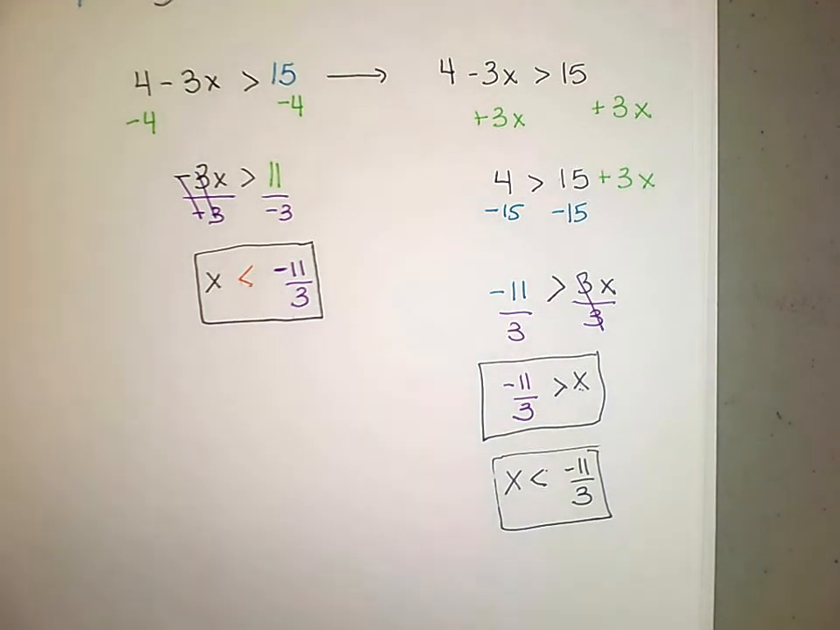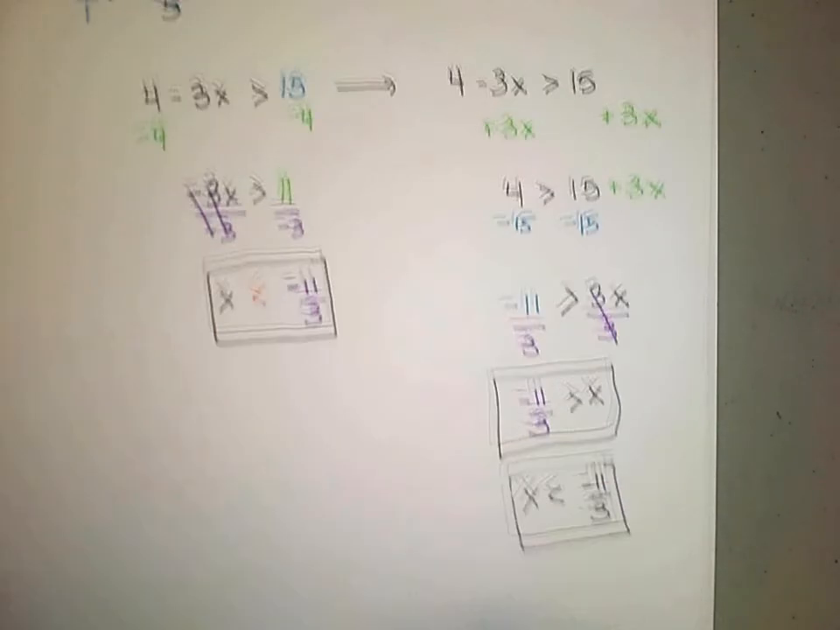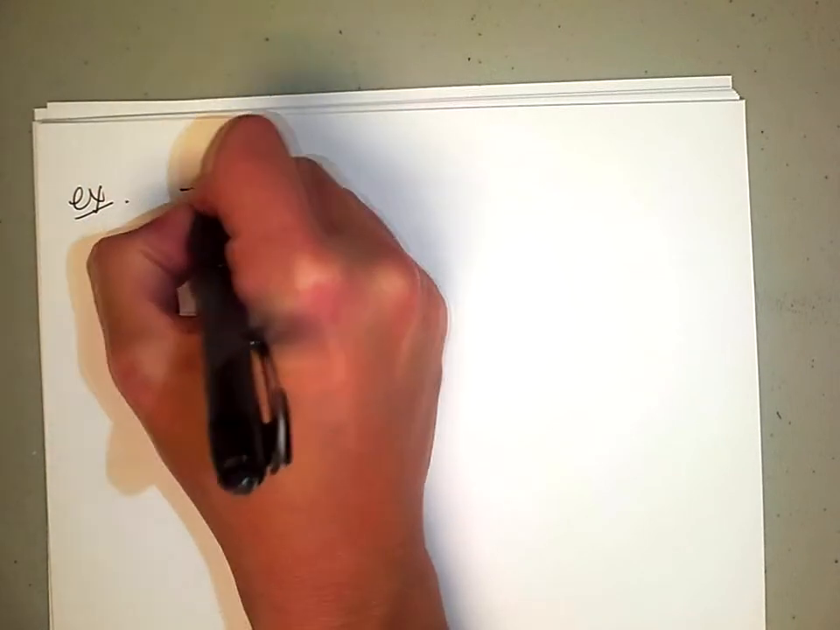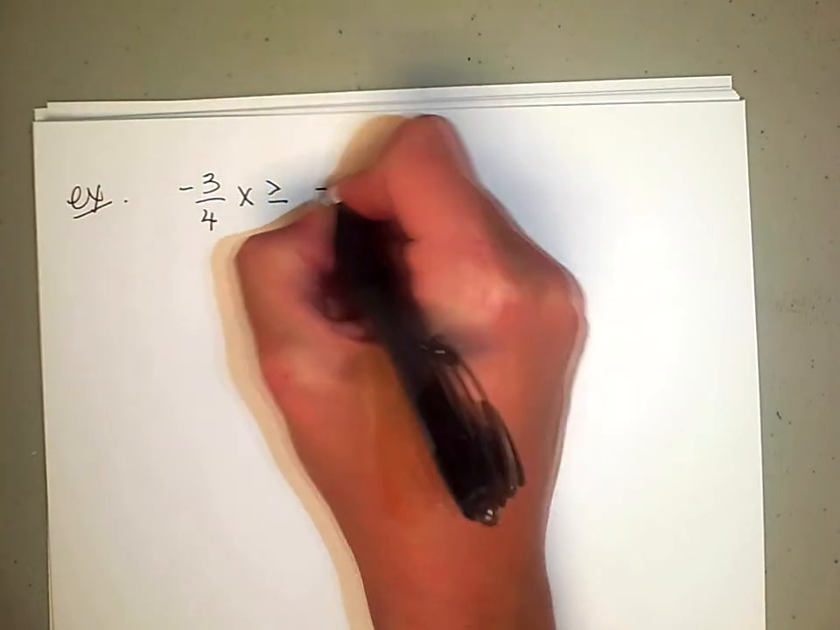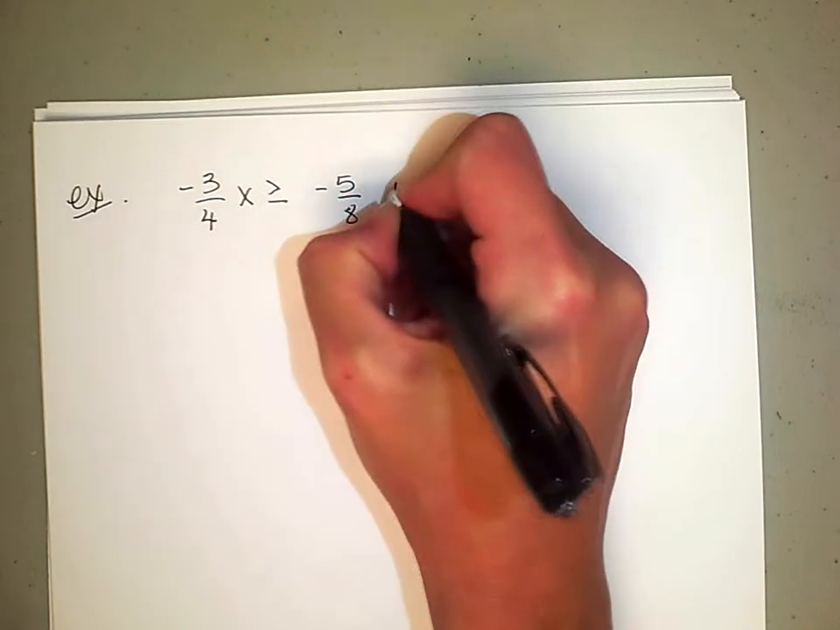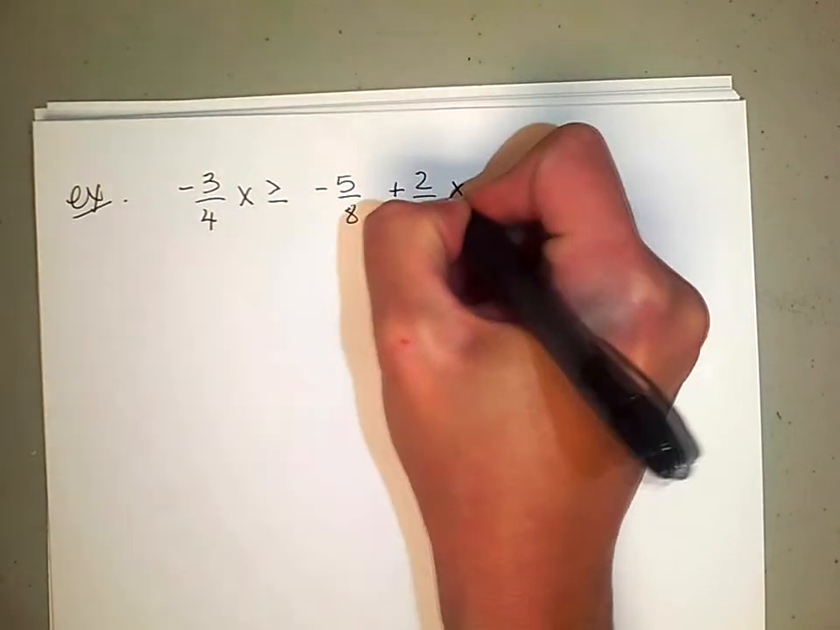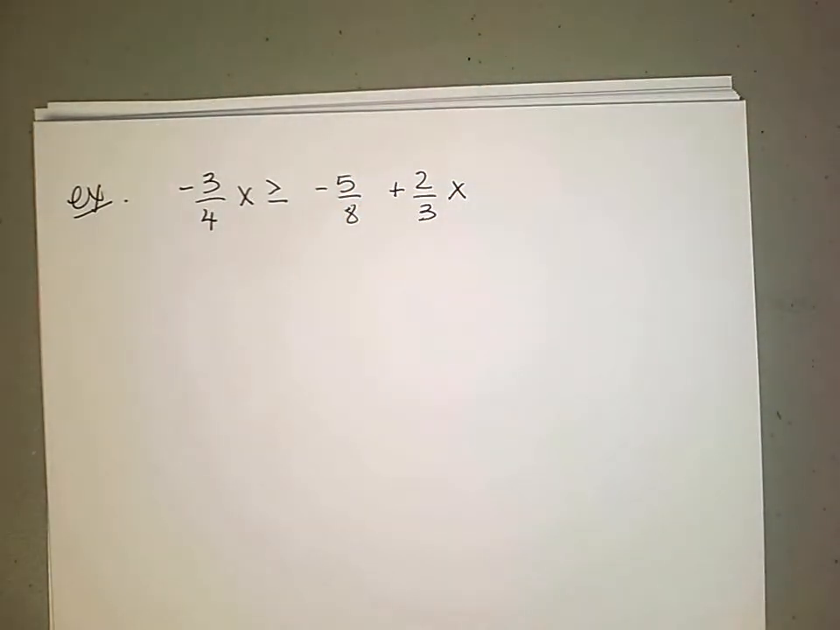Okay, let's do some more with fractions, so we get comfortable with those. Negative 3/4 x is greater than or equal to negative 5/8 plus 2/3 x. There's a couple ways we could go about this.